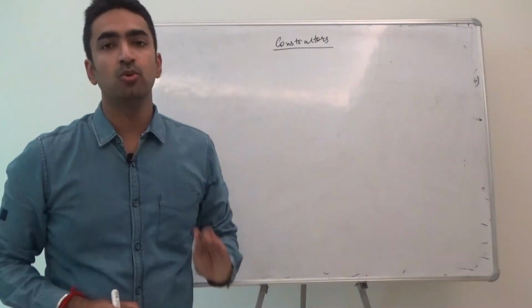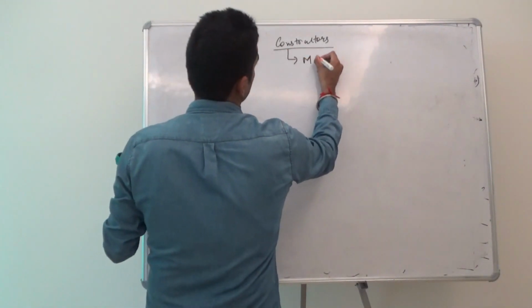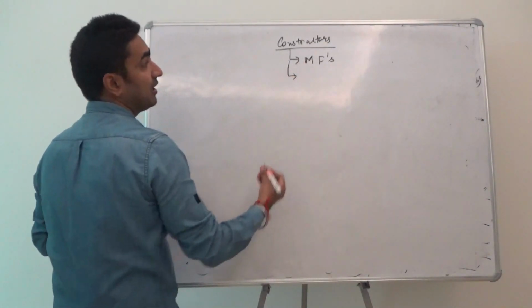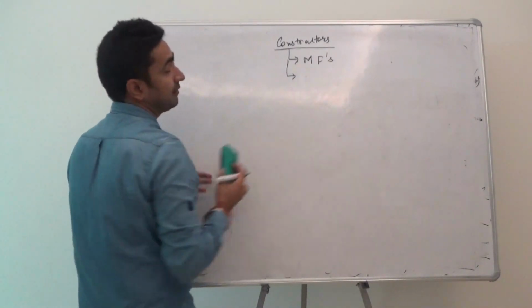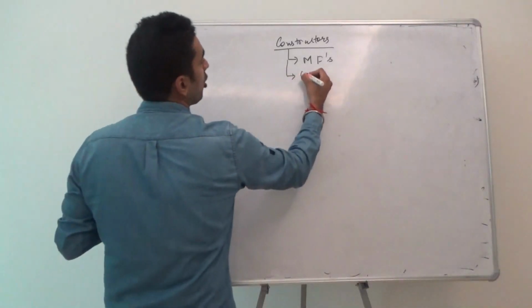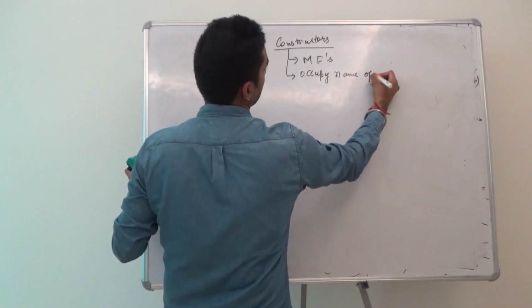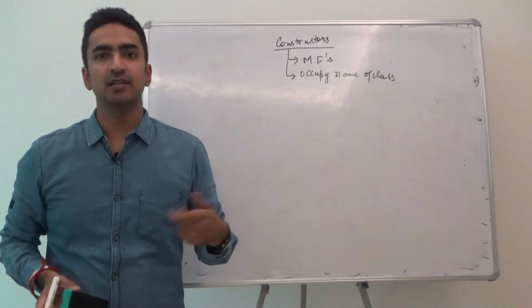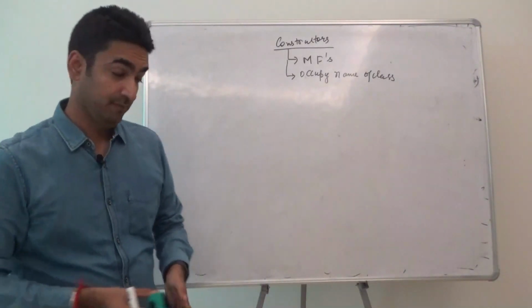Constructors are known as member functions. Firstly, they are member functions. Secondly, they occupy the name of the class. It means class name is A, constructor name would be A. Class name is B, constructor name would be B.